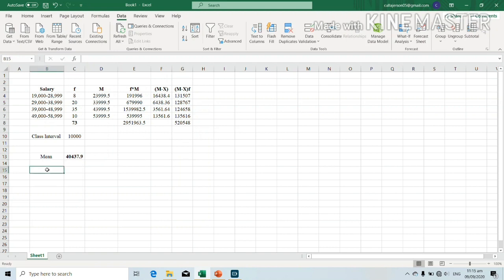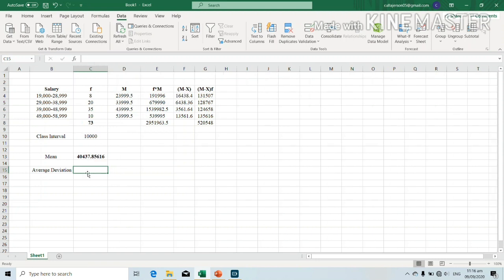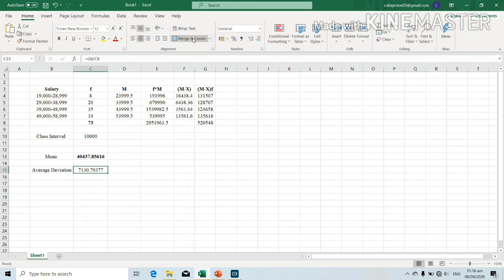Ibig sabihin, pwede na natin makuha yung average deviation. Formula natin, summation ng m minus x times f. I-divide natin sa n. So, 73. Ito yung ating average deviation.